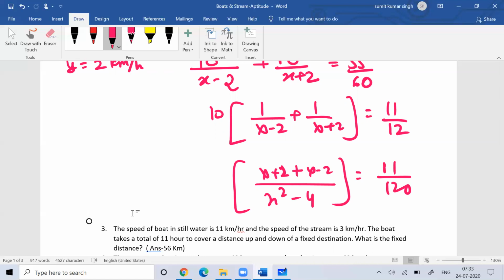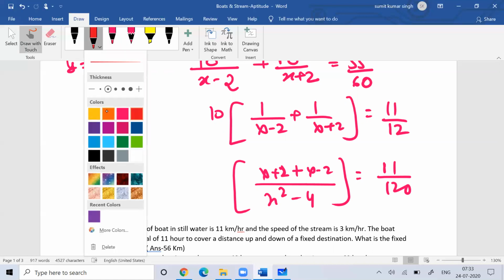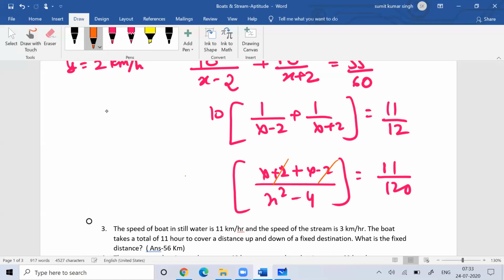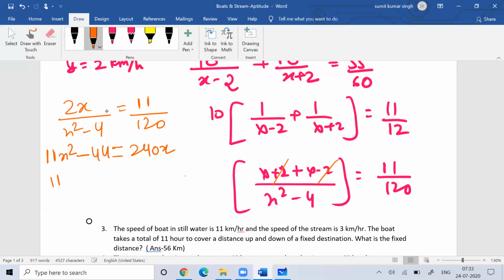So here I can cancel 2 and 2. I'm left with 2x by x square minus 4 is equal to 11 by 120. So I can do cross multiplication. I'll get 11x square minus 44 equal to 240x. If I bring this to this side, I have to write it again. So this equation is 11x square minus 240x minus 44 equal to 0.